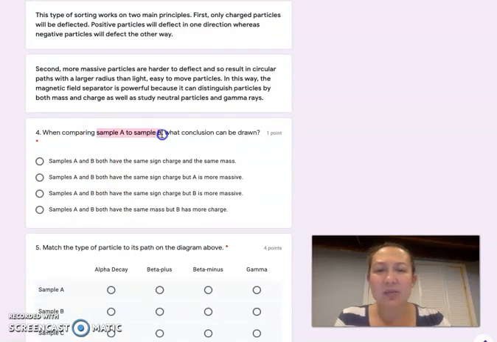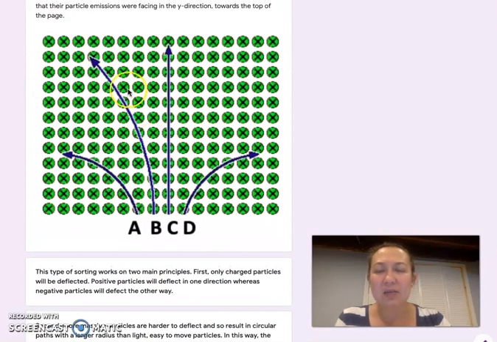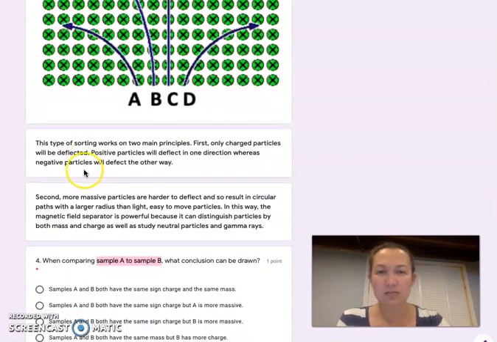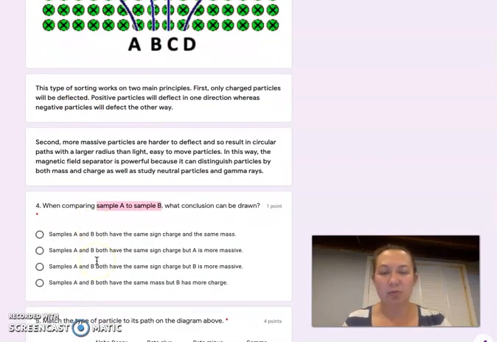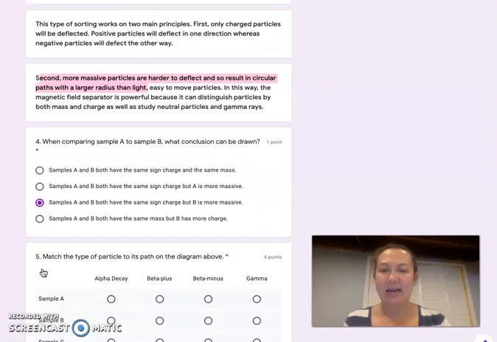When comparing sample A to sample B, they both go in the same direction, which means they have the same type of charge. In fact, A and B are both positively charged. But this one requires a little bit of reading. Because more massive particles are harder to deflect, they have particles with a larger radius. So B must be more massive than A. They have the same sign of charge, but B is more massive than A.